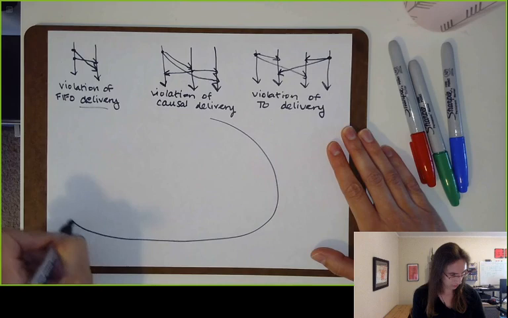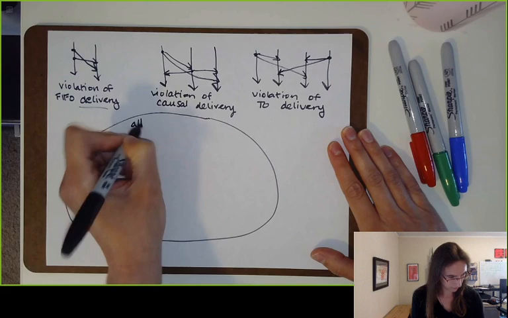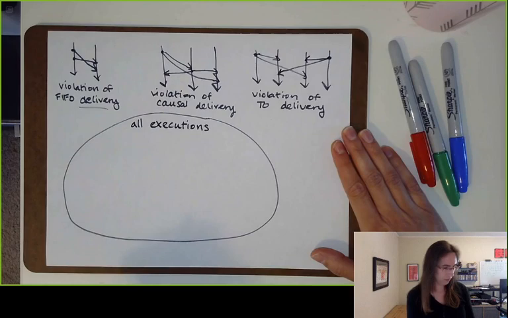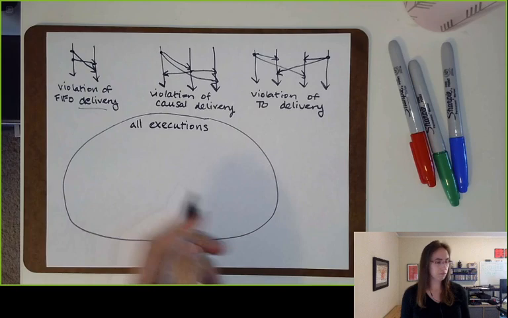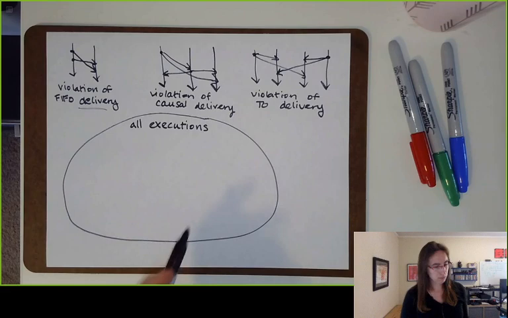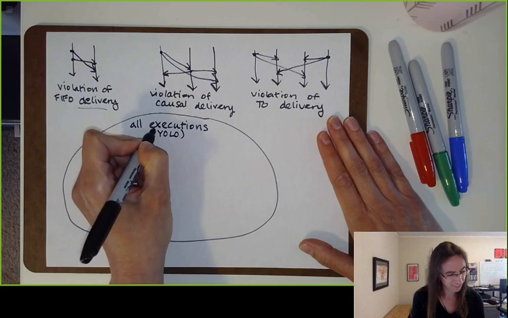where I've got this big circle here, and this is all executions. Absolutely anything could happen in an execution that's in this circle. You could have FIFO delivery be violated, for example. You could have totally ordered delivery be violated. Anything can happen, so I'll put YOLO here.